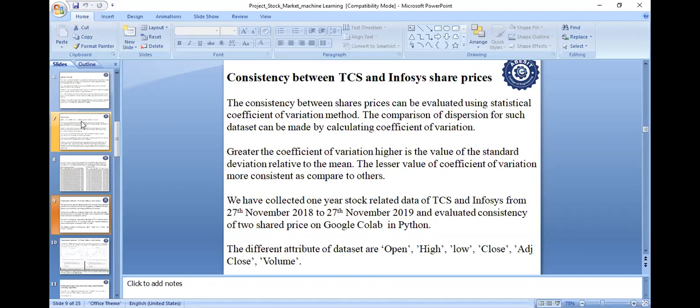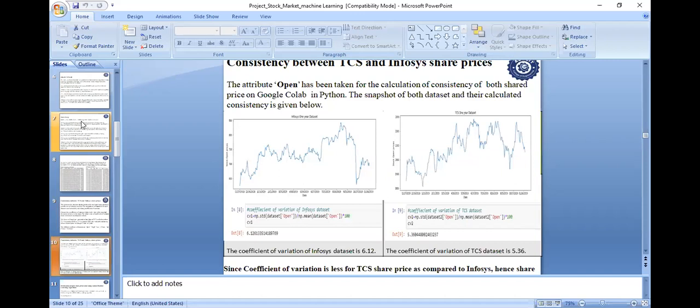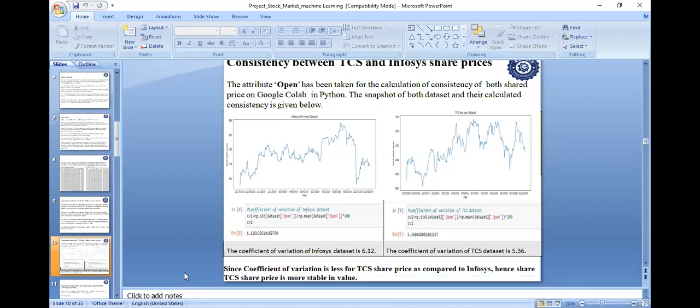We have collected 1 year of stock data of TCS and Infosys, as we have discussed before, and processed it on Google Colab. Here we have found the consistency using the attribute Open for both TCS and Infosys data. You can see the coefficient of variation for the Infosys 1 year data is 6.12, and for TCS it is 5.36. Since the coefficient of variation is less for the TCS share price as compared to Infosys, the TCS share price is more stable in value.